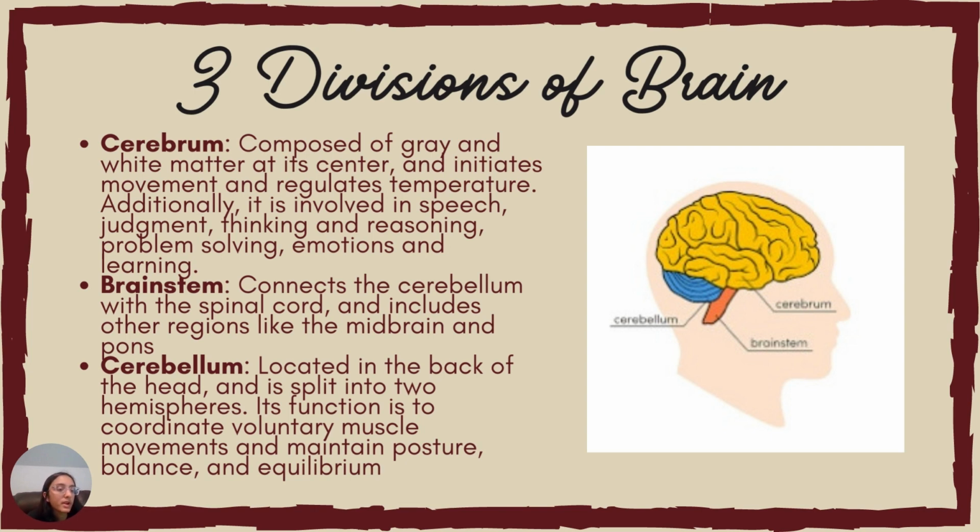At the most basic level, the brain can be divided into three parts: the cerebellum, the brainstem, and the cerebrum. The cerebrum is composed of gray and white matter at its center, and initiates movement and regulates temperatures. Additionally, it is involved in speech, judgment, thinking and reasoning, problem solving, emotions, and learning. The brainstem connects the cerebellum with the spinal cord and includes other regions like the midbrain and the pons. The cerebellum is located in the back of the head and is split into two hemispheres. Its function is to coordinate voluntary muscle movements and maintain posture, balance, and equilibrium.